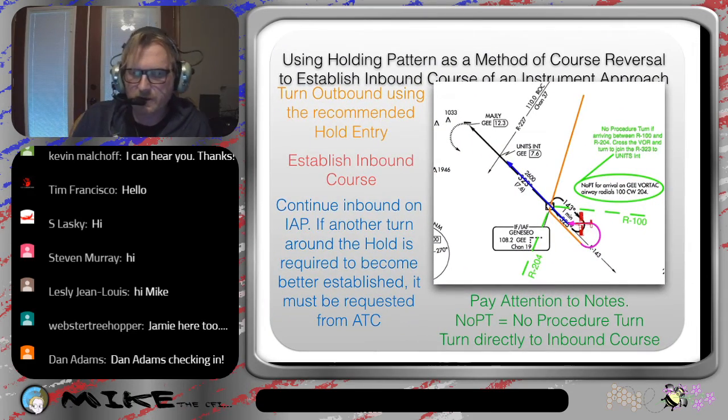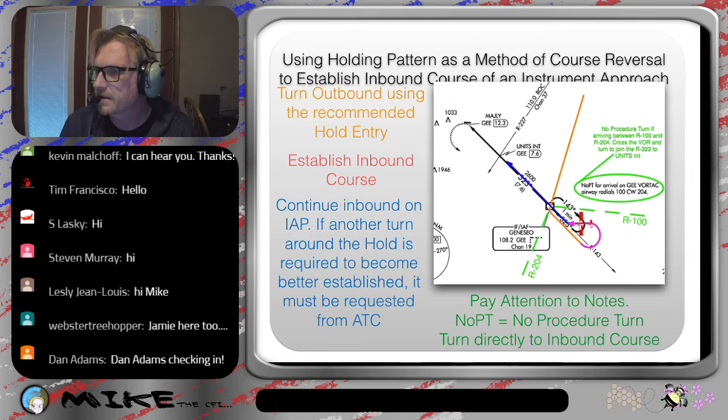Here's an example of using a holding pattern as a method of course reversal.